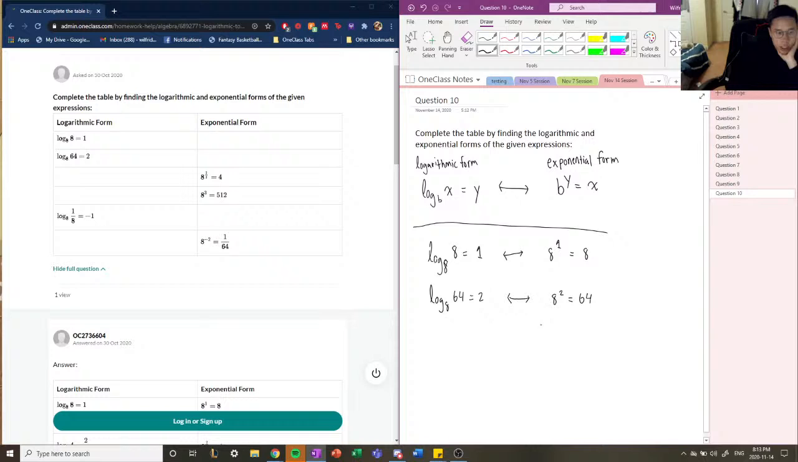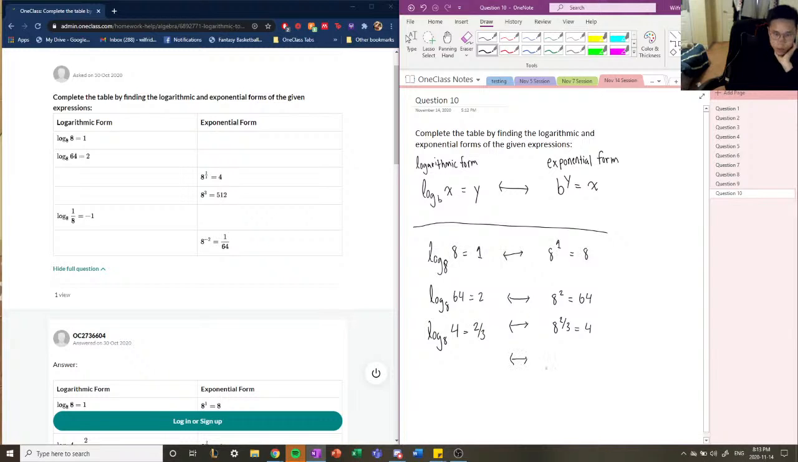Cool. All right, let's go back the other way. So now we have 8 to the power of 2 over 3 equals 4. So we see that 8 with a root of 3 and squared equals 4. Well, the logarithmic expression for this is our argument, this is our base, and this is our answer, right? So log of 8, which is our base, argument of 4 equals 2 over 3. Cool.